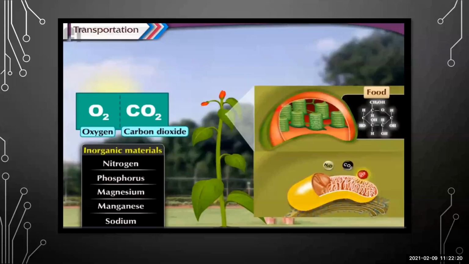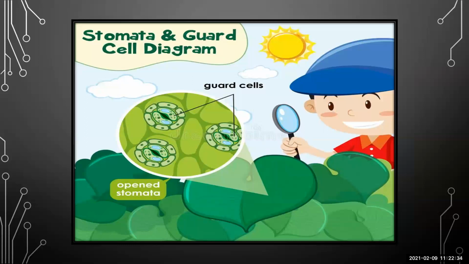Plants also require these nutrients. And what are the nutrients for the plants? Yes, along with oxygen and carbon dioxide they also require inorganic materials such as nitrogen, phosphorus, magnesium, manganese, and sodium. Now, how does gaseous exchange in plants take place? It takes place through the stomatal openings. We can see here on the leaf there are stomata present. Many stomata are there which have apertures, that is, openings which close and open.